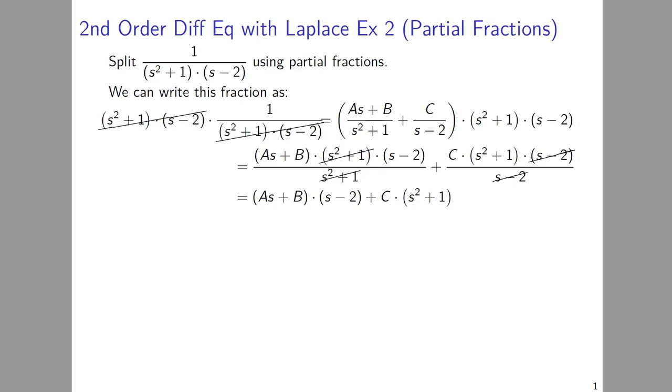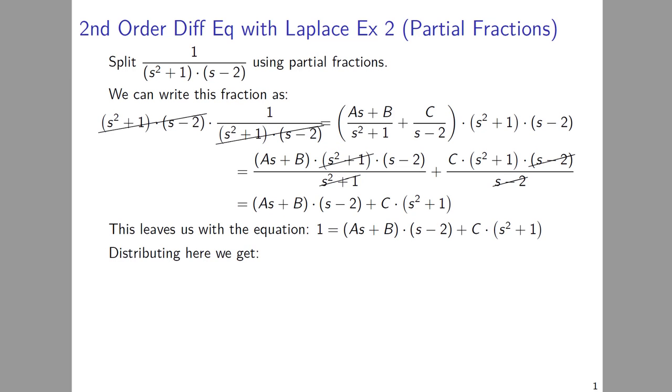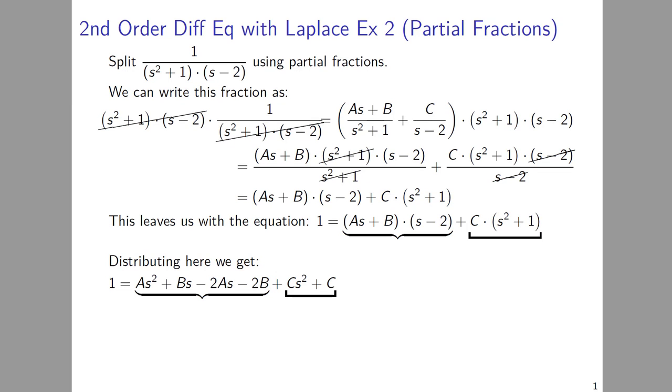Tying this all together, we're left with the equation 1 equals (as plus b) times (s minus 2) plus c times (s squared plus 1). And distributing here gives us on the right as times s, which is as squared, plus b times s, plus as times negative 2, or minus 2as, plus b times negative 2, or minus 2b. In the second term, we have c times s squared plus c times 1. And remember, this is all equal to 1 on the left-hand side.